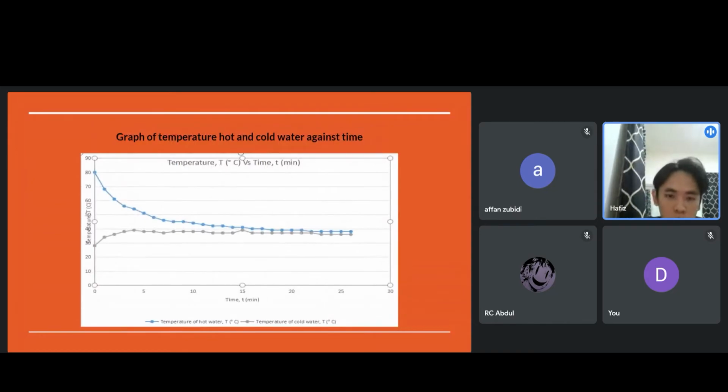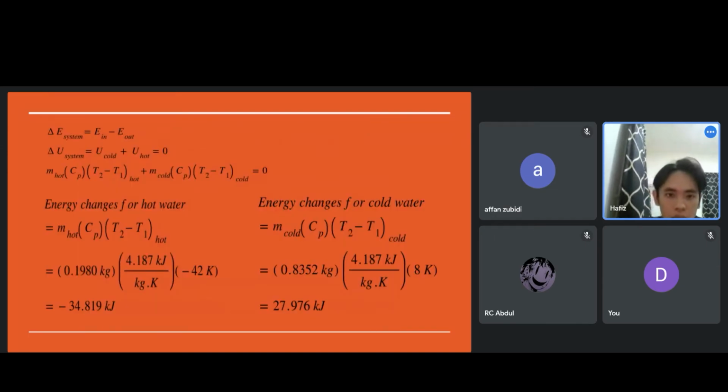So we need to do the graph of temperature of hot and cold water against time. As we can see here, the temperature of hot water is decreasing while the temperature of cold water is increasing. But at some point, the temperature of cold water stops increasing and starts decreasing. So this is the calculation that we need to do.